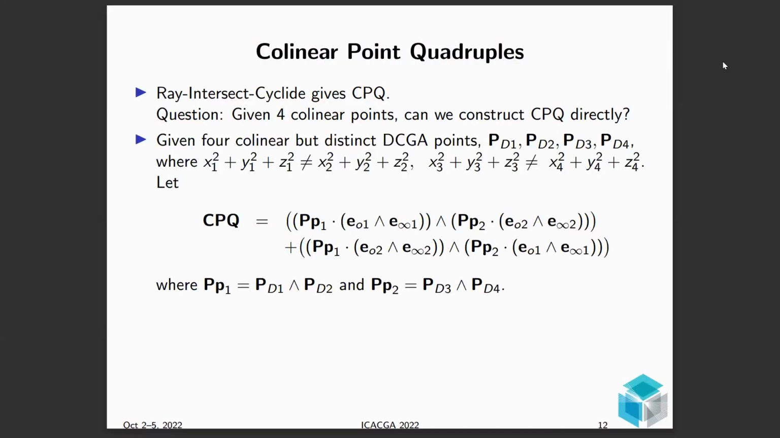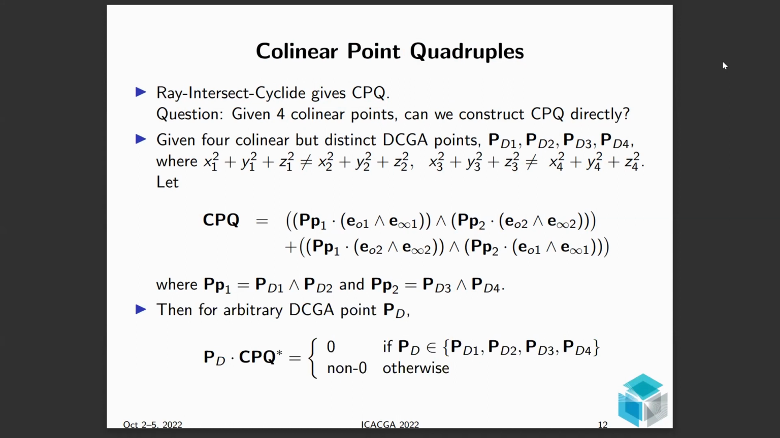If we have 4 DCGA points with a side condition, which I'll talk about a little more later, then in this equation we take the point at the origin and the point at infinity in each of our 2 conformal subalgebras, and take the inner product of these with the outer product of the first 2 points and the last 2 points. This basically gives us a dual of the collinear point quadruple. It's 0 if and only if the query point is one of the original 4 points. So a few notes on this.